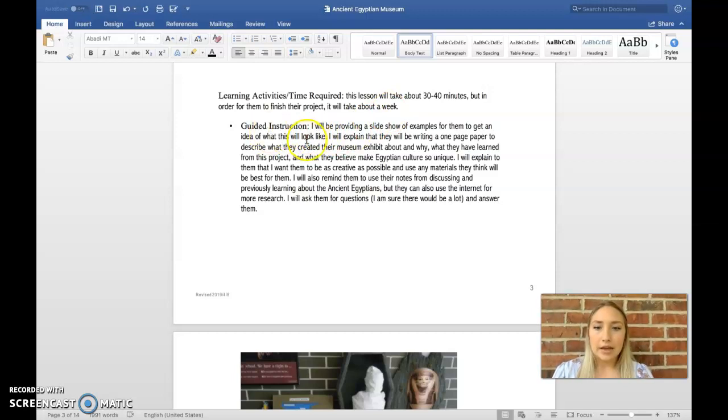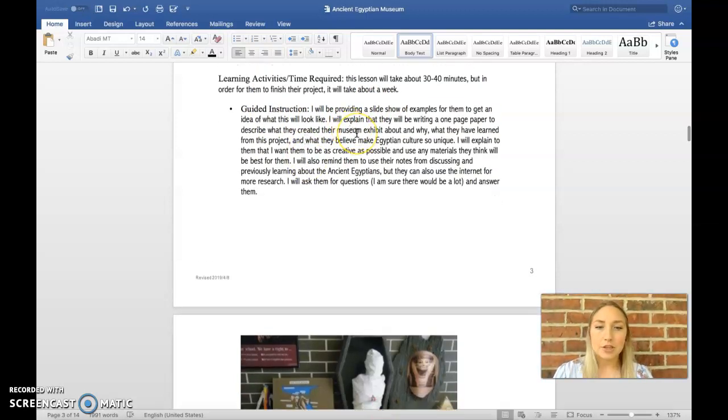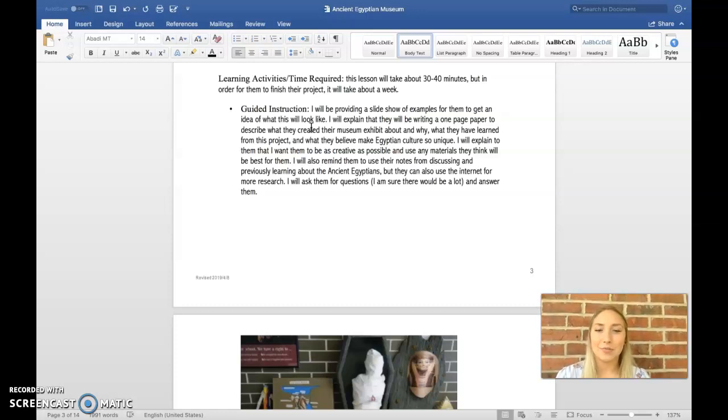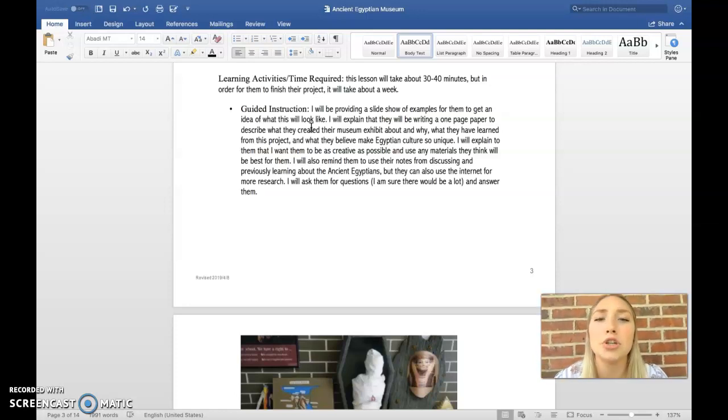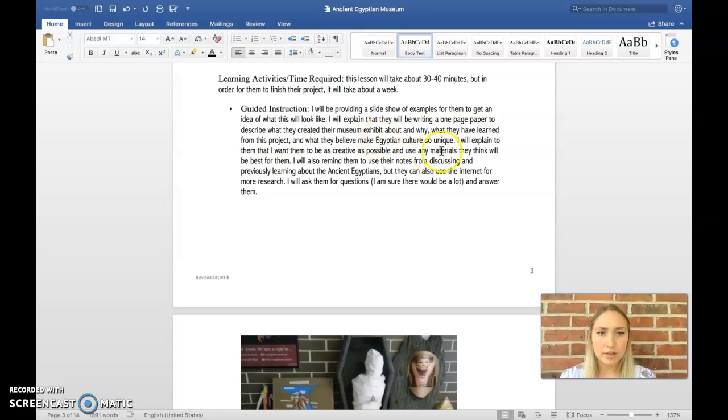So then the guided instruction. I'll be providing a slideshow of examples for them to get an idea of what this will look like. I'll explain that they will be writing a one-page paper to describe what they created their museum exhibit about and why, what they have learned from this project, and what they believe makes Egyptian culture so unique. Because this really is just focusing on culture and understanding Egypt. So then I'll explain to them that I want them to be as creative as possible and use any materials I think will be best for them.